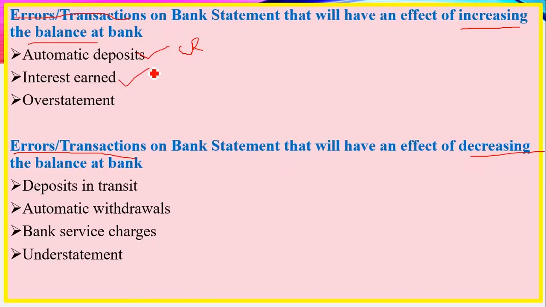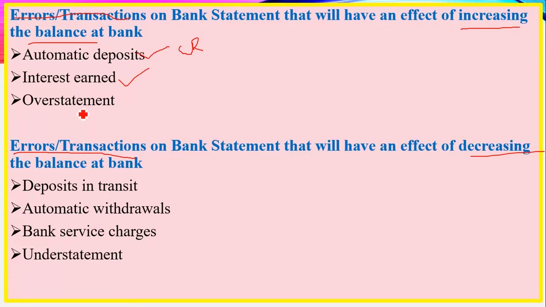The other thing is interest earned. At times you have some money in your savings account. This money earns interest. If the interest is released and it is credited into your account without your knowledge, again, when you're preparing the cash book, you have not taken the interest into consideration, but in the bank statement it has actually been included.